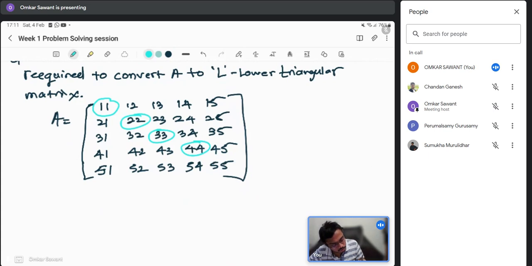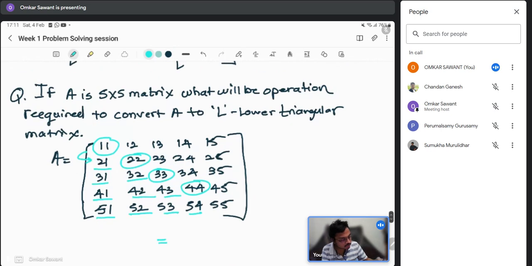So what you need is 21, 31, 32, 41, 42, 43, 51, 52, 53, 54 to be 0, right? To make this, how will you get the upper triangular matrix? Oh, sorry, I said lower triangular earlier, it is the upper triangular matrix.